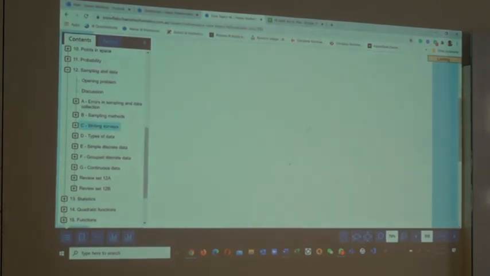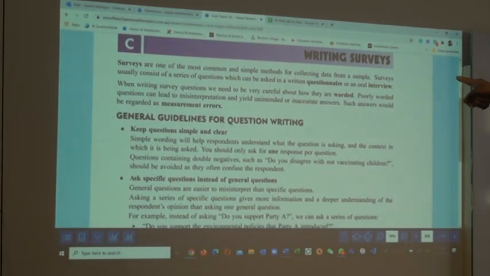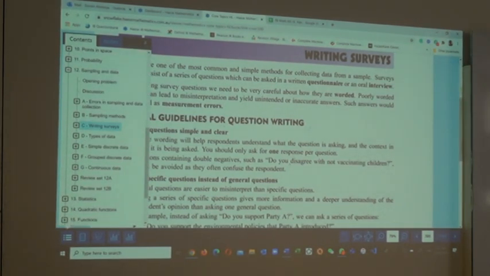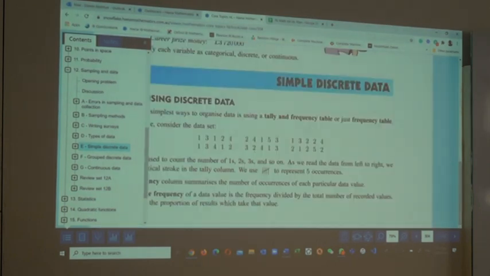Survey is not yours. You can see the color. It's for I am AI. So it's not for you, so you don't have to worry about it.